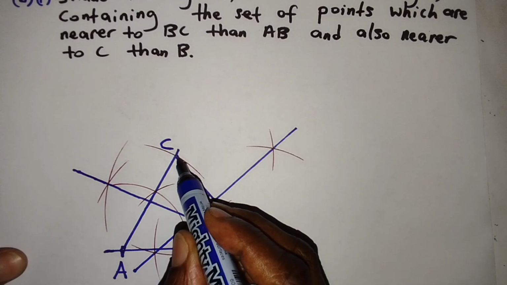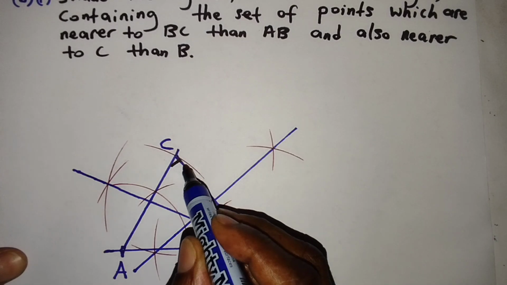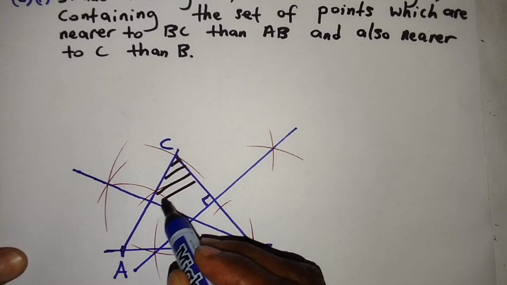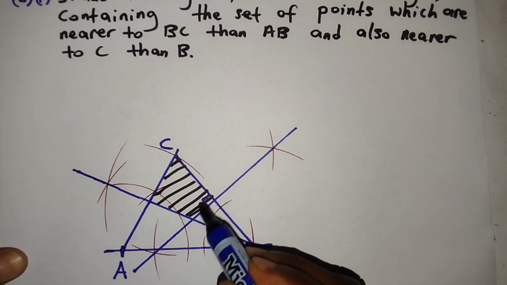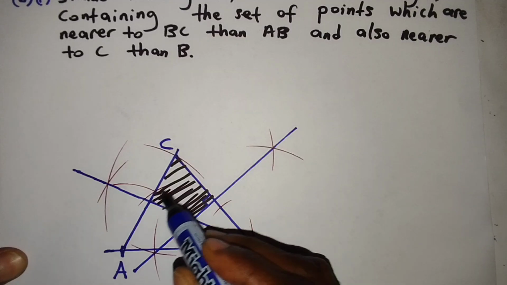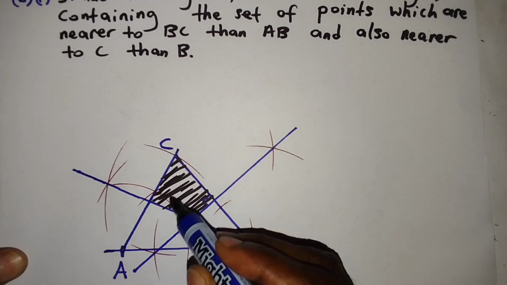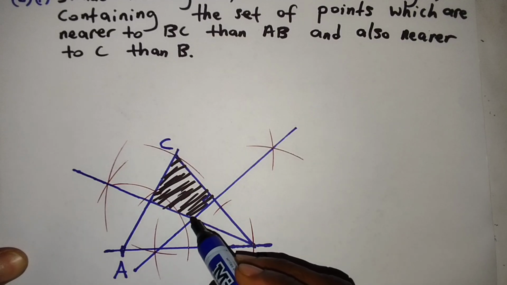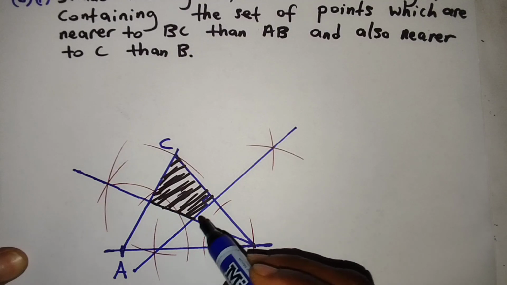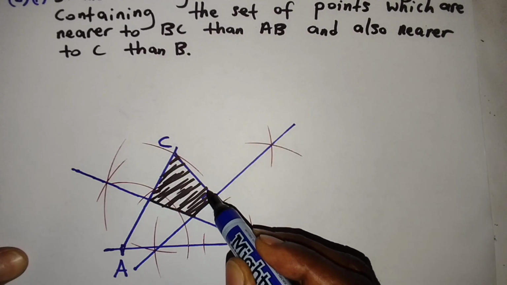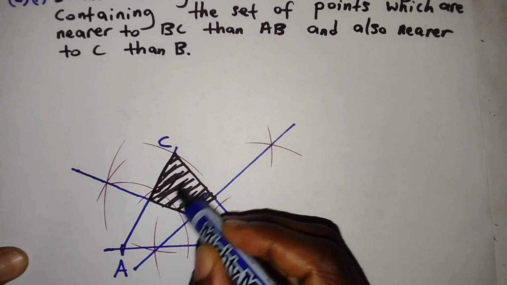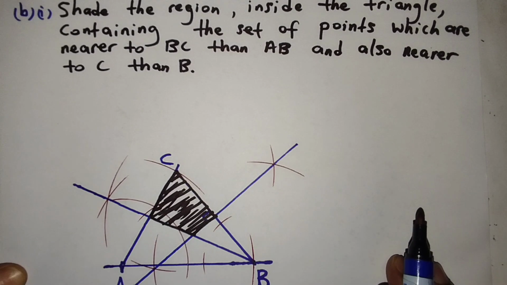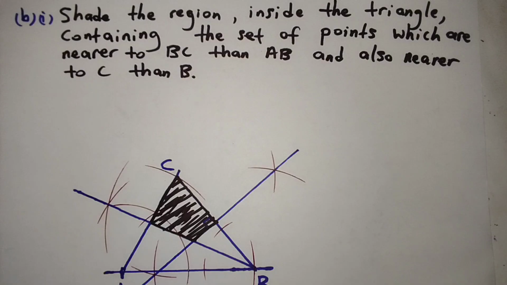So I'm going to show you the region by shading. Okay, this whole region. Okay, this one, which is bound by this and this line and also this line and this line. So that's the region which satisfies the given condition. Okay, so let's move on and finish our work.